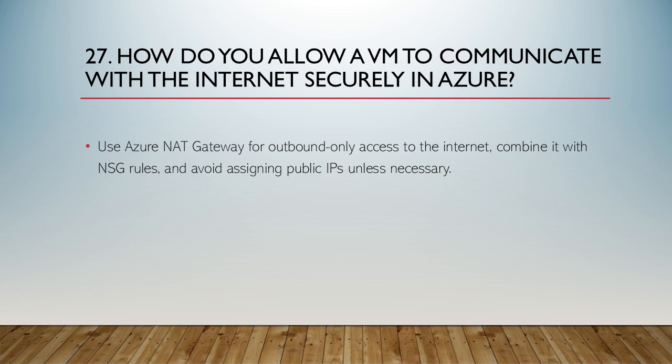27. How do you allow a VM to communicate with the Internet securely in Azure? Use Azure NAT Gateway for outbound-only access to the Internet, combine it with NSG rules, and avoid assigning public IPs unless necessary.